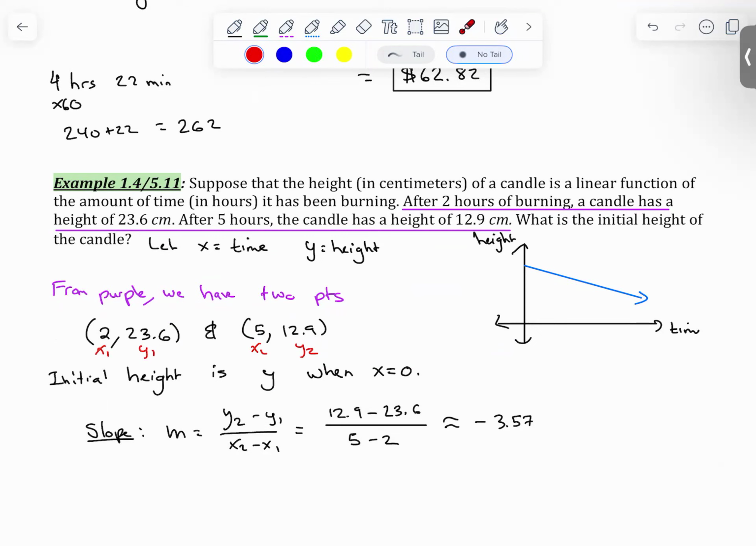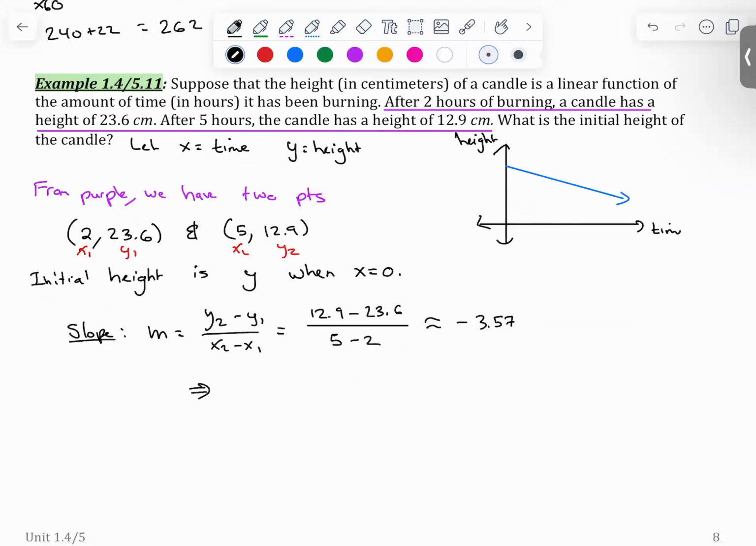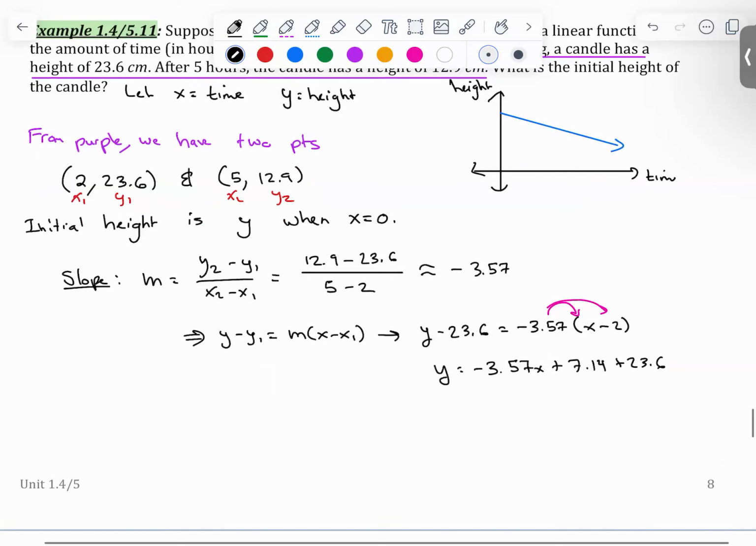And then you can use whichever point you want, but I've already labeled this my x sub 1, y sub 1. So using the point-slope form, y minus y sub 1 is equal to m times x minus x sub 1. We'd get y minus 23.6 is equal to negative 3.57 times x minus 2. And then we'll distribute and add the 23.6. You'll get y is equal to negative 3.57x plus 7.14 plus 23.6, which gets you y is equal to negative 3.57x plus 30.74.